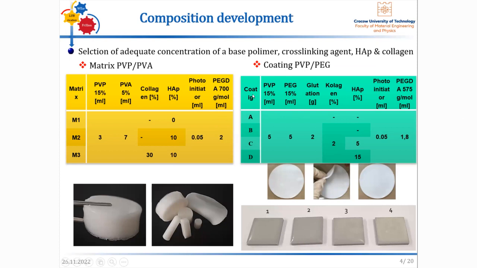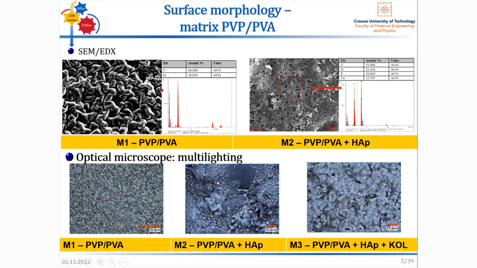And in the coatings, we have a different type of polymer. It's PVP-PEG, polyvinylpyrrolidone and polyethylene glycol, to improve the bonding with the PLA plates. As you can see, here are the coatings. Here we have only 2% of collagen, and hydroxyapatite is modified at 5-15% in samples number 3 and 4. Here we have the surface morphology of the matrices, PVA-PVP.